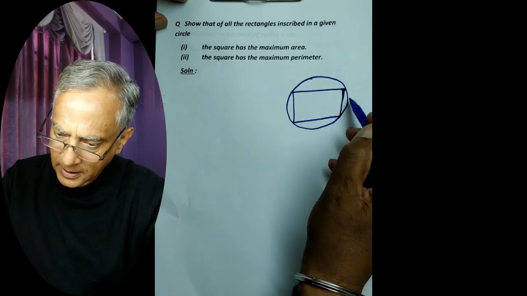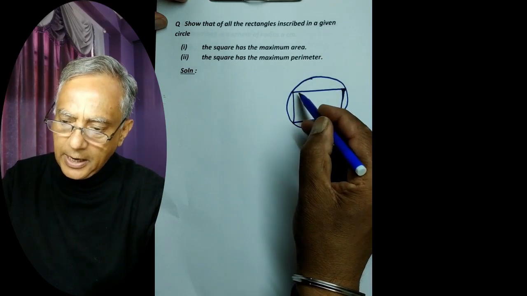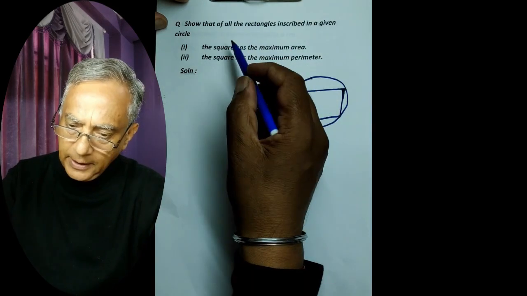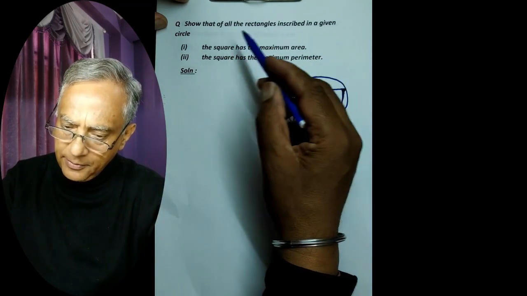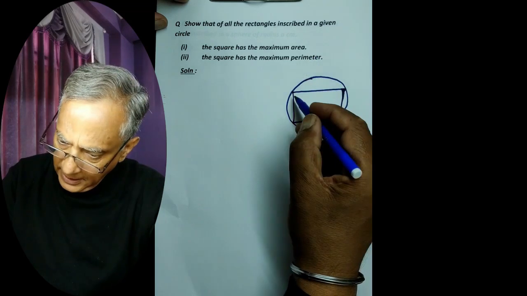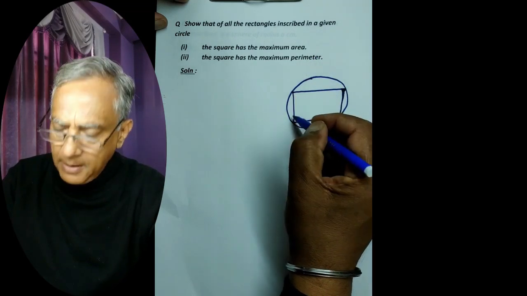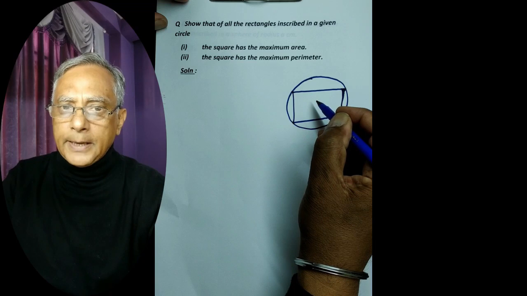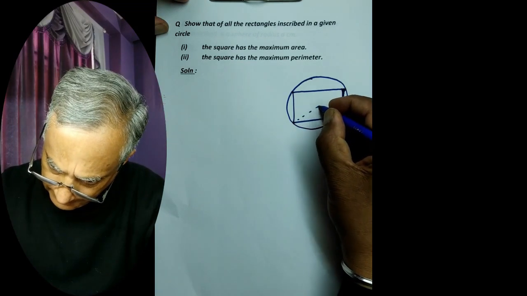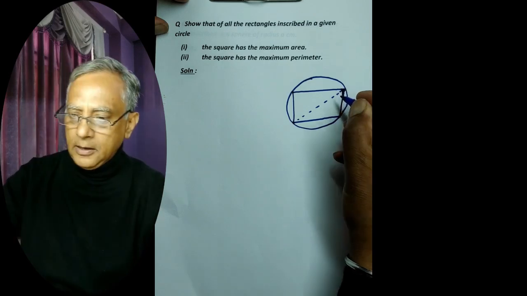Let this be the circle and this be the rectangle inscribed in this circle. We have to show that of all the rectangles inscribed in a given circle, the square has the maximum area. Area of this rectangle is maximum if it is a square. So let us join this diagonal.